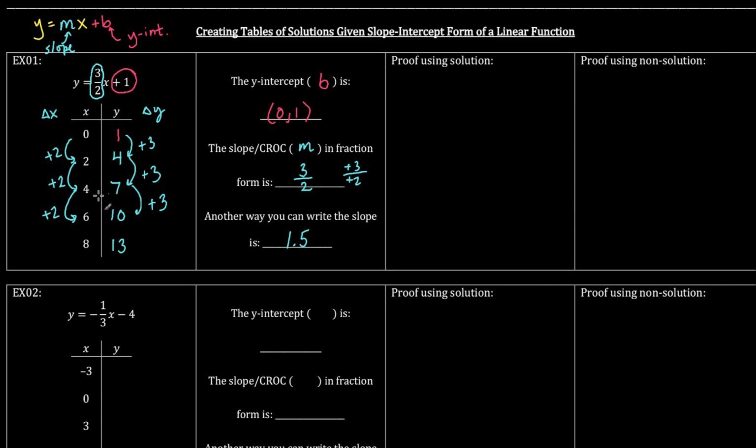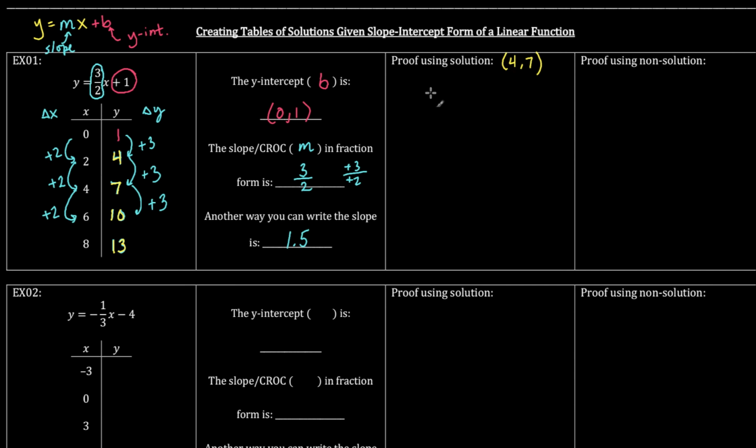I'm going to choose one, 4, 7. Actually, I'll relabel these: 4, 7, 10, 13. Okay, so I'm going to use 4, 7, and it should make the equation true.